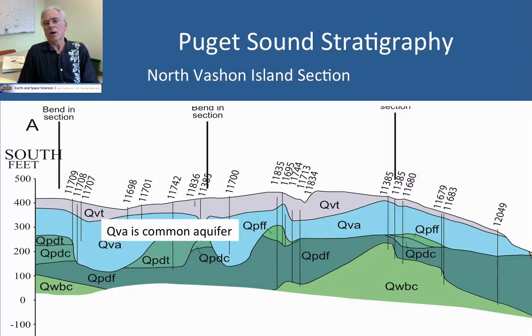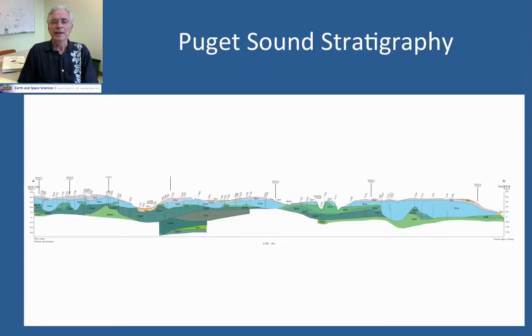QVA is the common aquifer on Vashon Island and elsewhere in the Puget Sound region. Looking over a larger region of Vashon Island, here's a cross-section extending from midway up the island to the north end. You can again get the sense that although there is a general layering of younger material on the top and older material down below, none of the layers are exactly continuous, and as you get to the older materials, they appear as pods here and there.